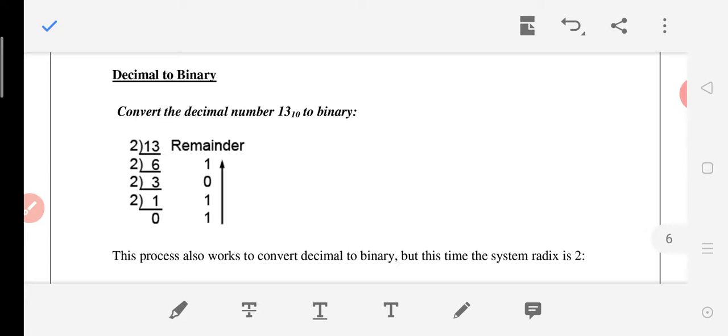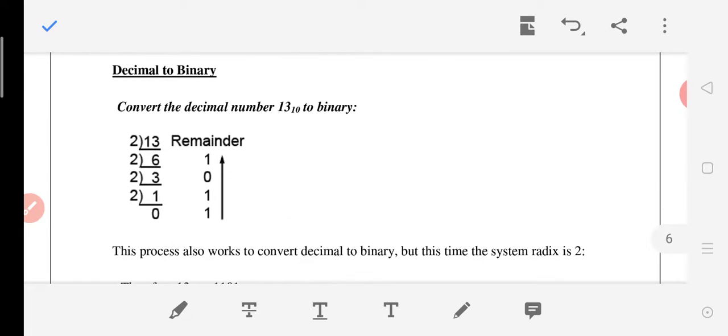I am telling you once again. Now coming to our present topic, decimal to binary. First of all, we are well acquainted with the decimal number system. That's why we try to convert from a known system to an unknown system. Here the unknown system is the binary number system. So, decimal to binary.